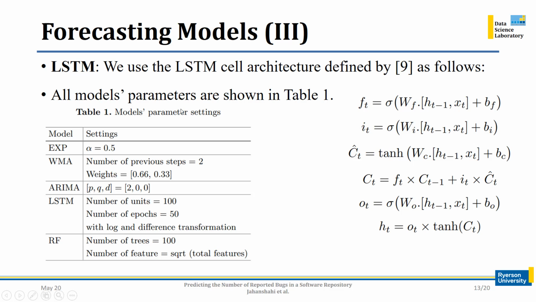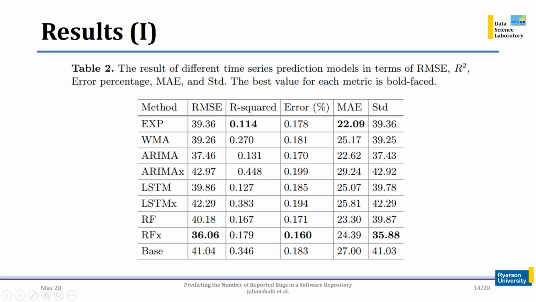Also here you can see the model parameters. Also they are shown in the paper as well. For instance, the number of previous steps that we are considering in weighted moving average is 2, and the weight of the previous step is 66%, but T minus 2, which is 2 steps before, is 33%.